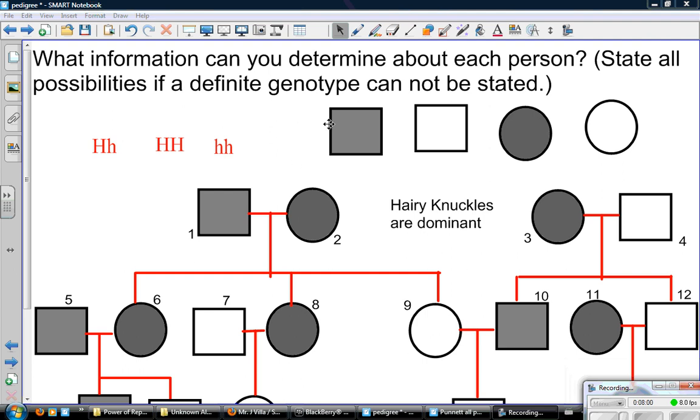So for a question like this, you may have to go through the family history, and it says, what information can you determine about each person? You notice I've got two sets of grandparents way up here, so it's quite an extensive family tree. Here we're looking at the genetic trait of having hairy knuckles. Hairy knuckles are dominant over non-hairy knuckles. So again, the shaded ones represent people that have hairy knuckles.